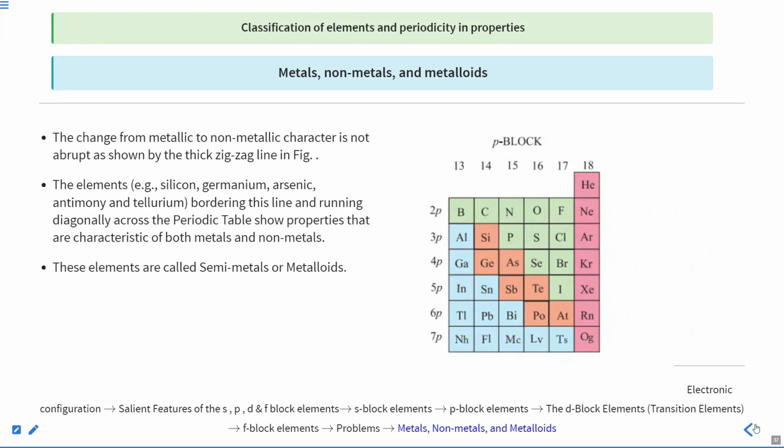The change from metallic to non-metallic character is abrupt, forming a zigzag. As we go from left to right, blue is metallic and green is non-metallic. This creates a zigzag pattern, so in between we have metalloids. These are all metalloids: silicon, germanium, arsenic, antimony, tellurium, polonium and astatine. They create a zigzag between the metals and the non-metals. They are called semi-metals or metalloids. Clear?